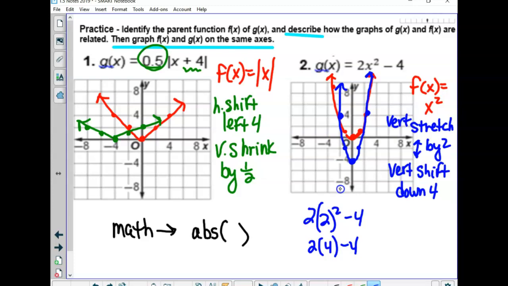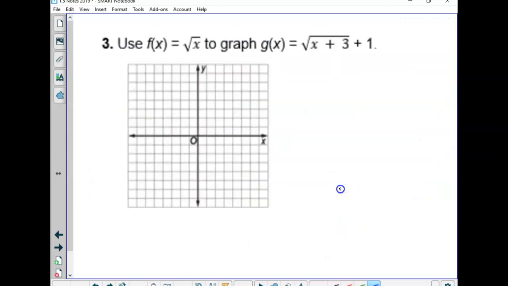I hate parabolas because you can't tell if it's changed vertically or horizontally. Again, you could have plotted, you could have done it with your calculator for that matter. Okay. What about this one? I love this one because I can handle this without messing it up, I think.